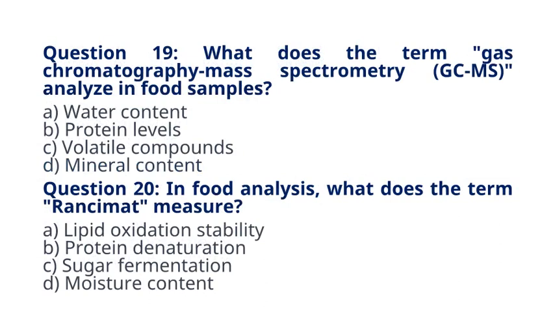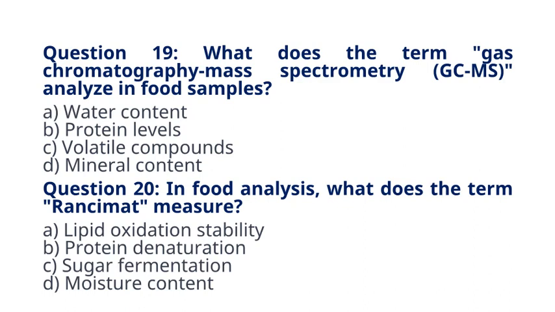Question 19. What does the term gas chromatography mass spectrometry (GCMS) analyze in food samples? A. Water content. B. Protein levels. C. Volatile compounds. D. Mineral content. The correct answer to question 19 is option C, volatile compounds. Explanation: GCMS is used to analyze volatile compounds in food samples.